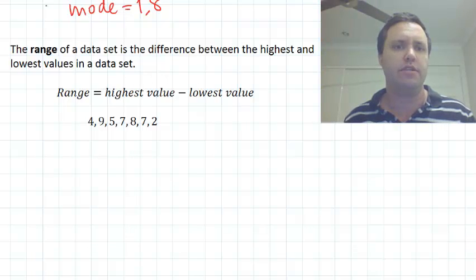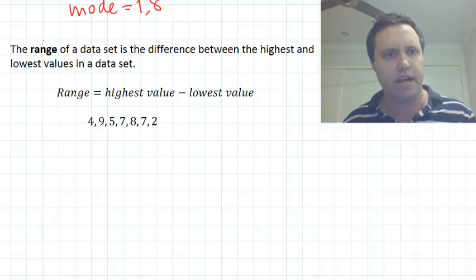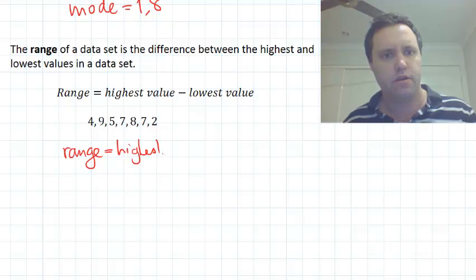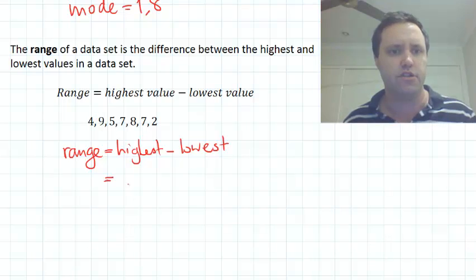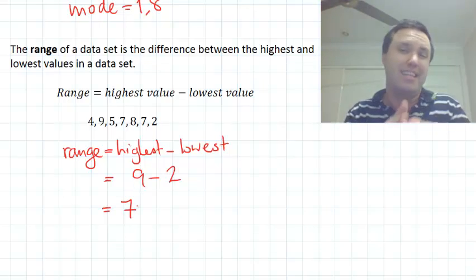So highest minus lowest. If we've got our data set here, 4, 9, 5, 7, 8, 7, 2. We write out our formula first. So range is equal to highest minus lowest. The highest value here is 9. The lowest value here is 2. So 9 minus 2 is 7. So the range of that data set is 7.